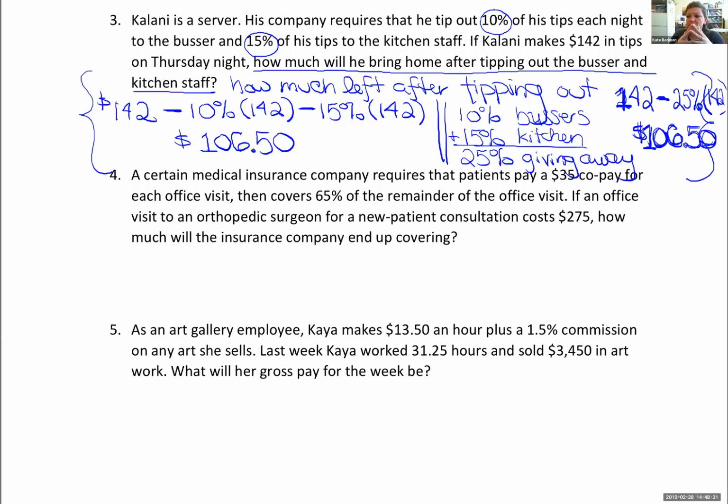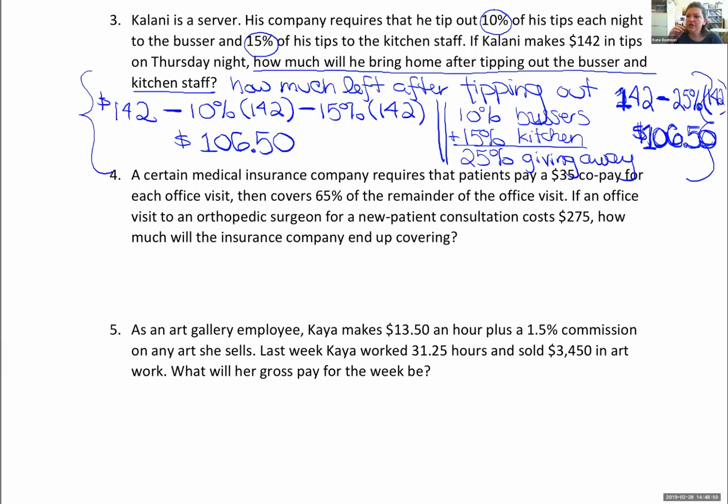Insurance math, if you go into the medical field, is full of percentages. So super important math to be able to know how to do, especially if you're the person who wants to know how much they're going to cover and how much you're going to actually have to pay. I know that comes up a lot in my life. So let's give this a try.